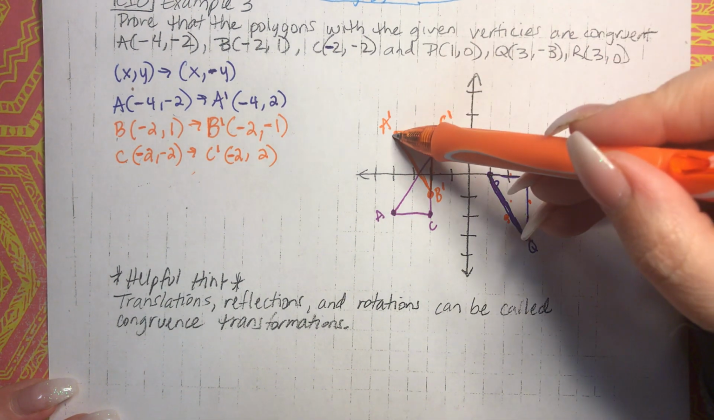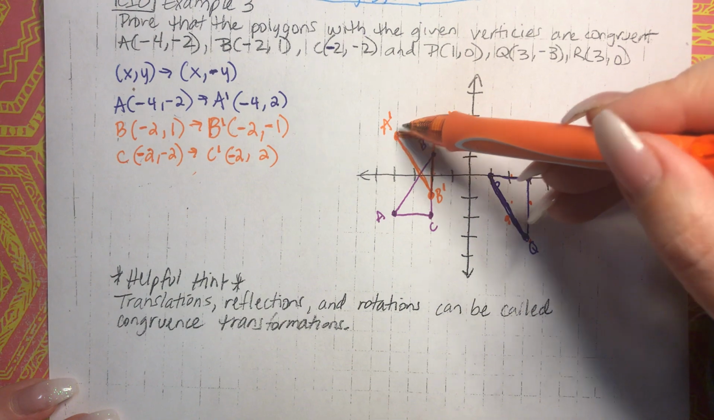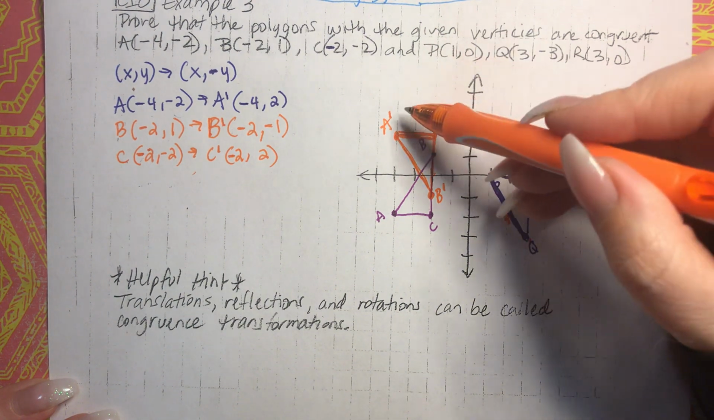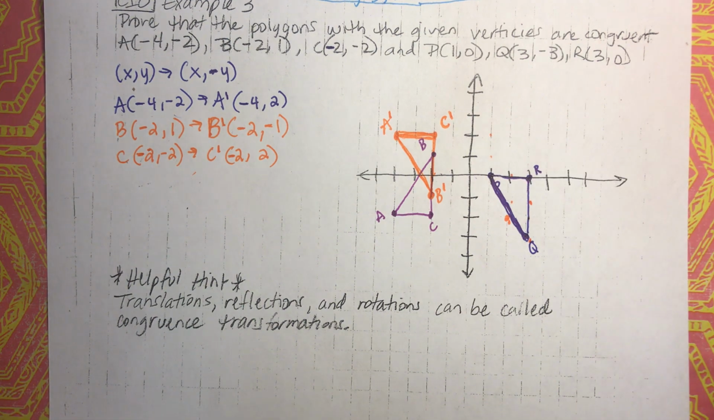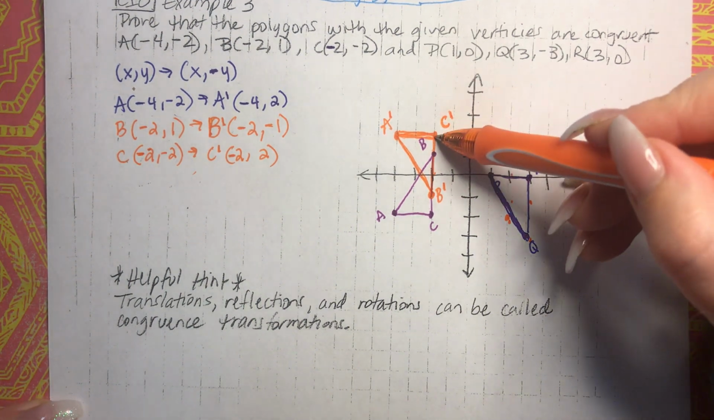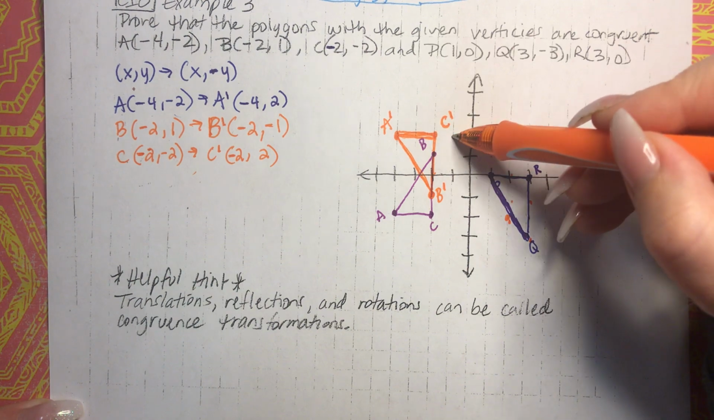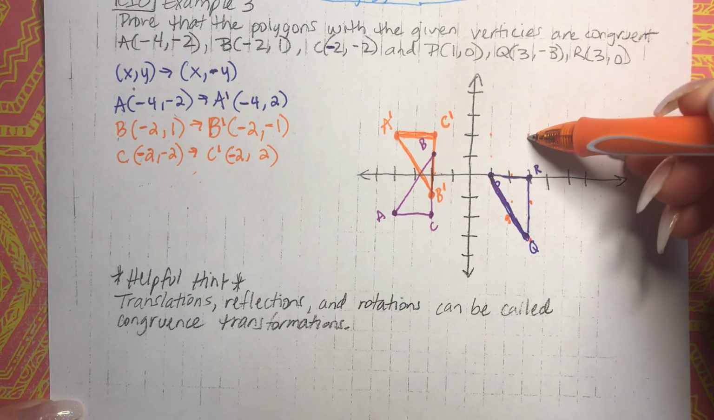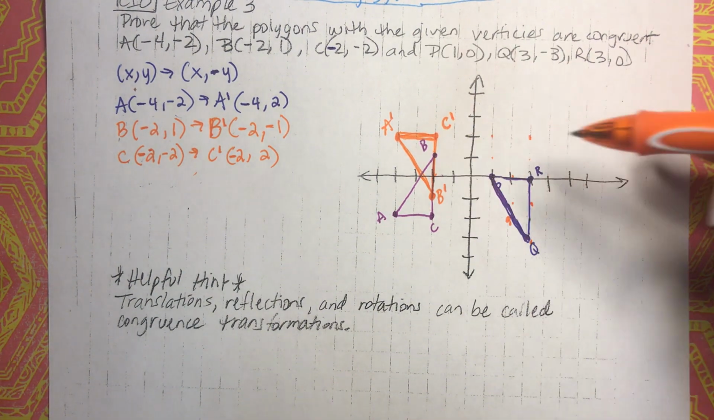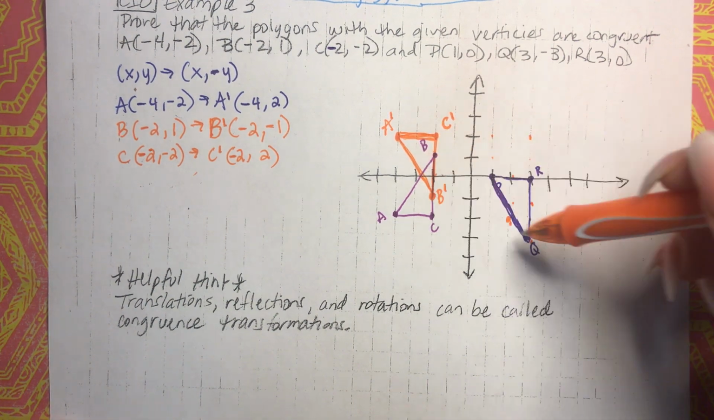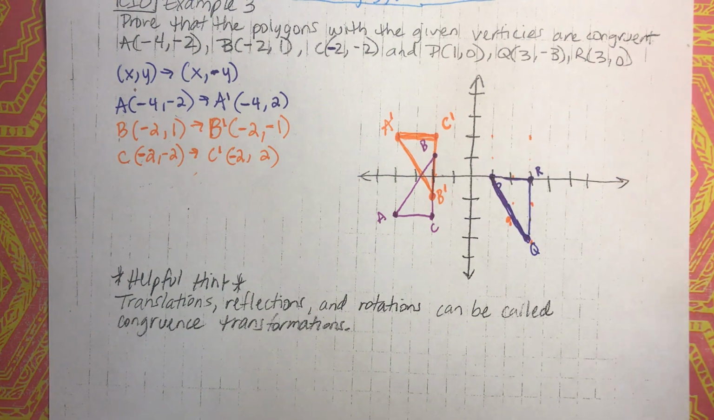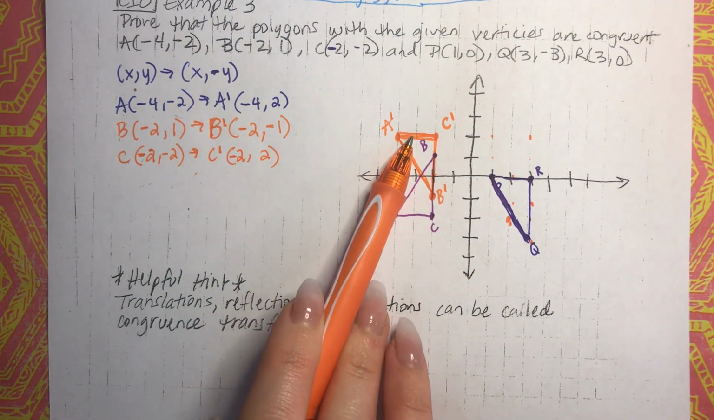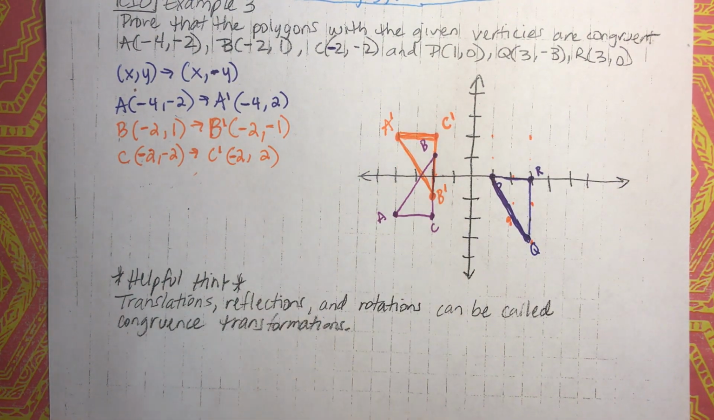So let's see if that's the same case here. Let's go from A to P. 1, 2, 3, 4, 5, down 2. That's the same thing. That's the same rule. Let's try it from C prime to R. 1, 2, 3, 4, 5, down 1, 2. Since that is the same rule for every single vertex that corresponds with the other, then we know that this is a translation. Since we have a reflection and a translation, both of those things are isometries.